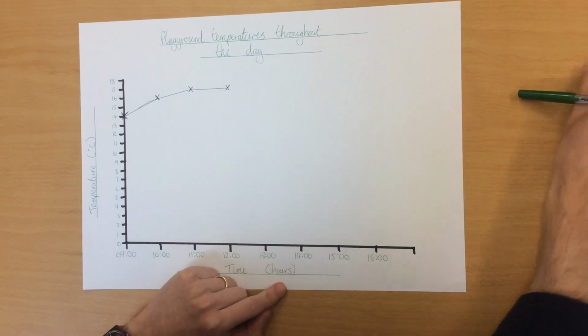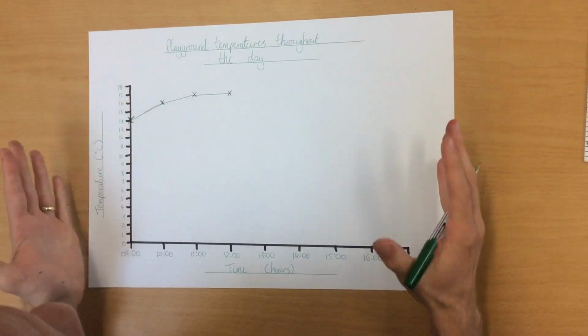So there you are, Year 4s. It's over to you now to complete the rest of this line graph.